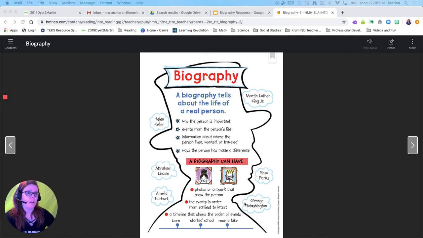So this anchor chart about biographies actually has the silhouette of a famous person. Can you guess which famous person is the silhouette?